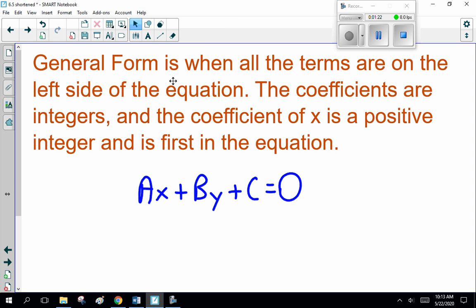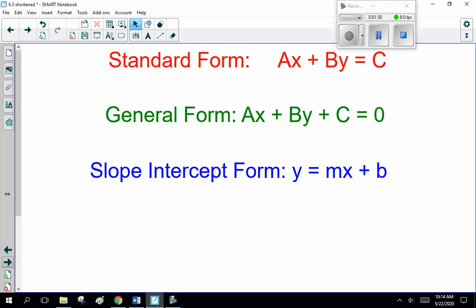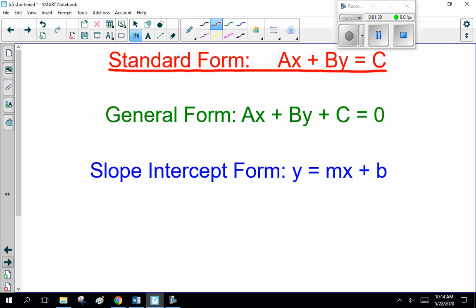The coefficients are integers, and the coefficient of x is a positive integer, first in the equation. So we write it like this. If you go to the internet and start doing some research, or Khan Academy or whatever, you'll see there's also the standard form. I mention this now, but I don't talk about it in class. Sometimes I'll write it out like that, but I'm supposed to write it out as the general form.